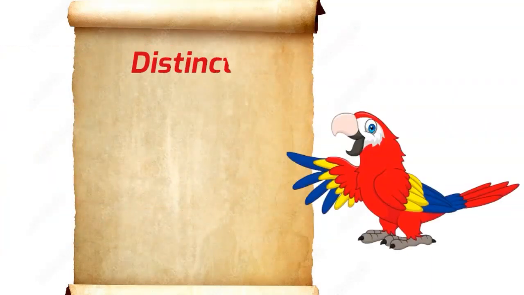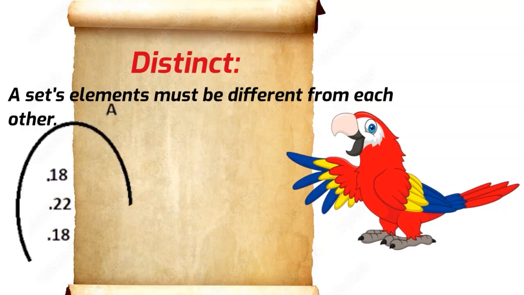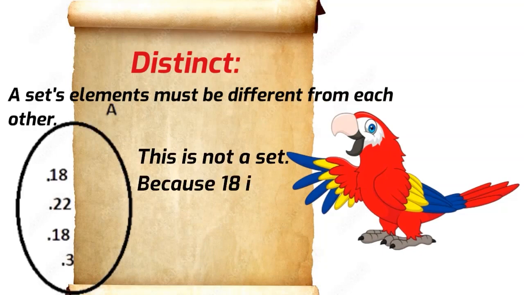What is meant by distinct? It is that a set's elements must be different from each other. In this example, this is not a set, because one of its elements, 18, is repeated twice.